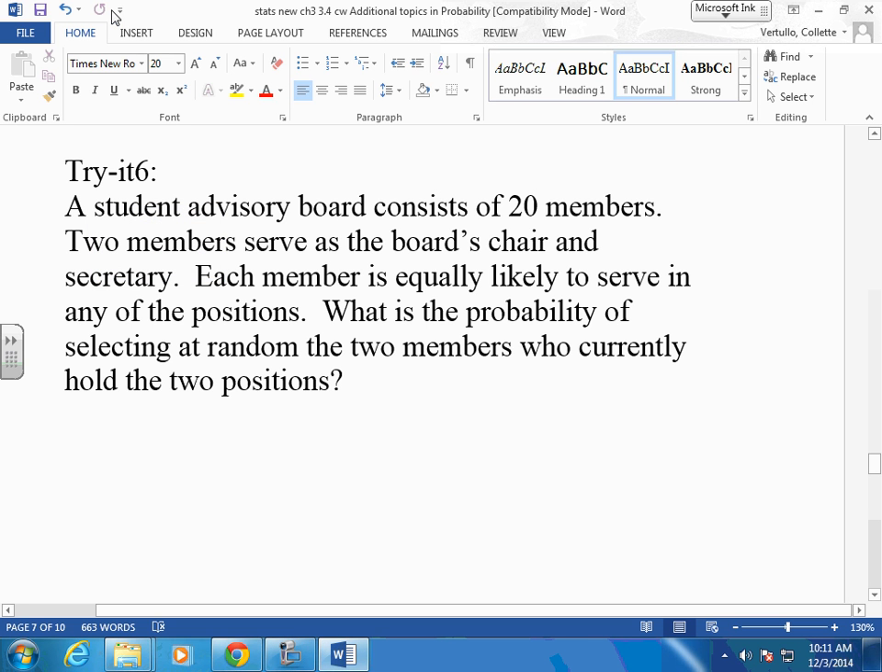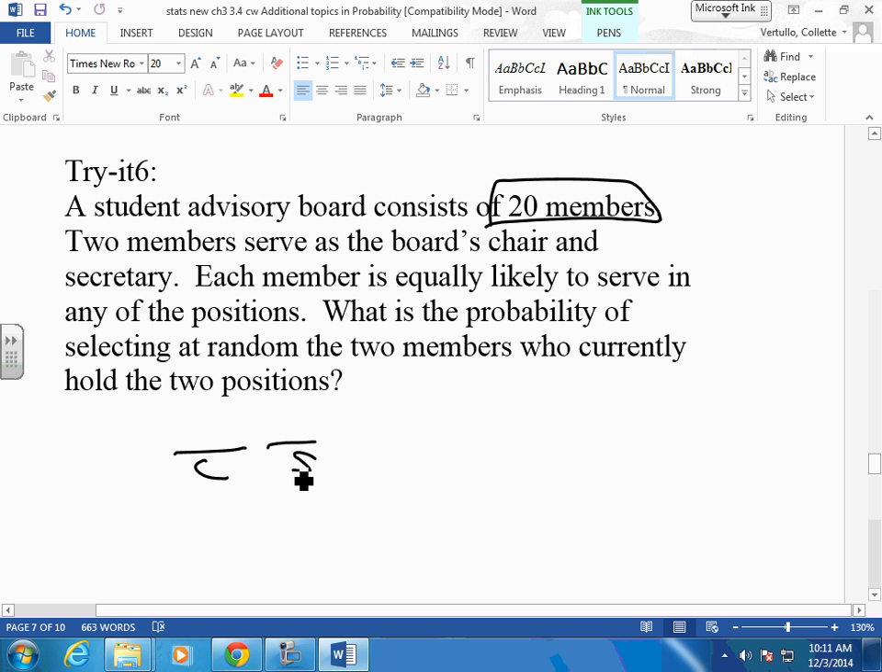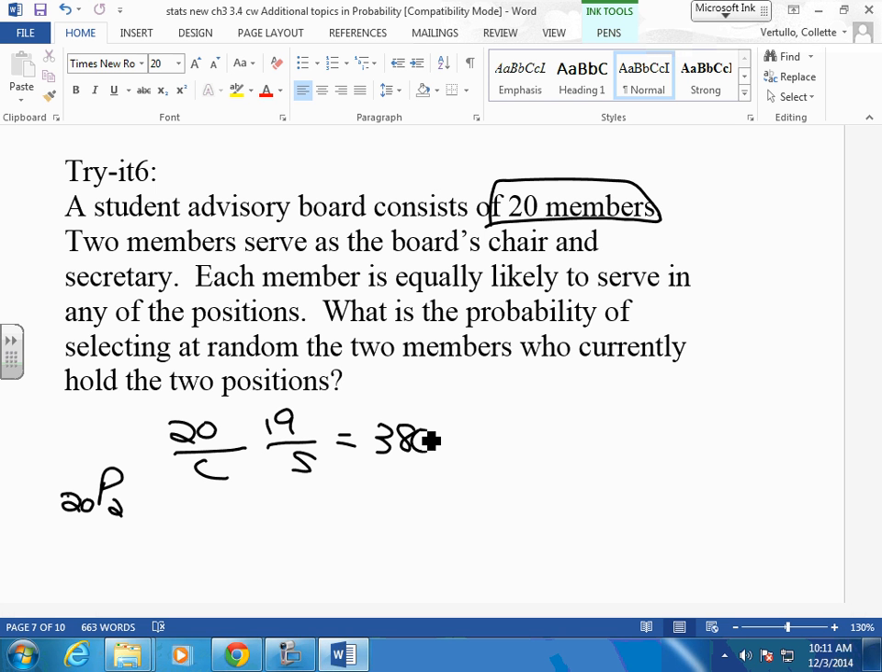So, 20 members. This is Kate. What am I looking for? 2 positions. A chair and a secretary. Does order matter? Yes. So in how many ways can I choose those 2 people? How'd you get that? Okay, so he did 20 times 19. 20 things, taken 2 at a time. Perfect. Now, you said 280? 380, thank you. 380 different ways I can choose 2 people from 20 to be chair and secretary.